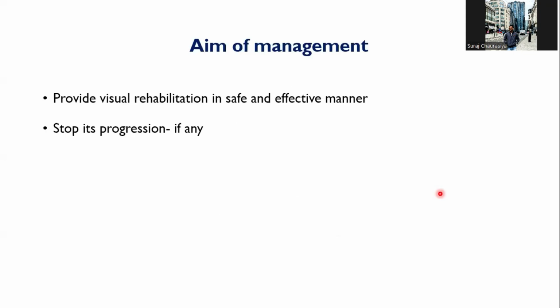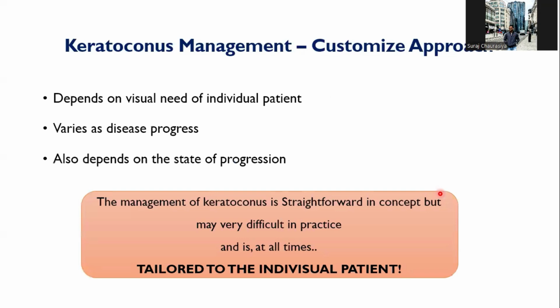So there are different management modalities available for managing keratoconus, and the main aim of management is to provide visual rehabilitation in a safe and effective manner with different optical mechanisms, and also to stop its progression if there is any. The management basically depends on the visual need of the individual patient, and these may vary as the disease progresses or if a problem arises with a particular approach.